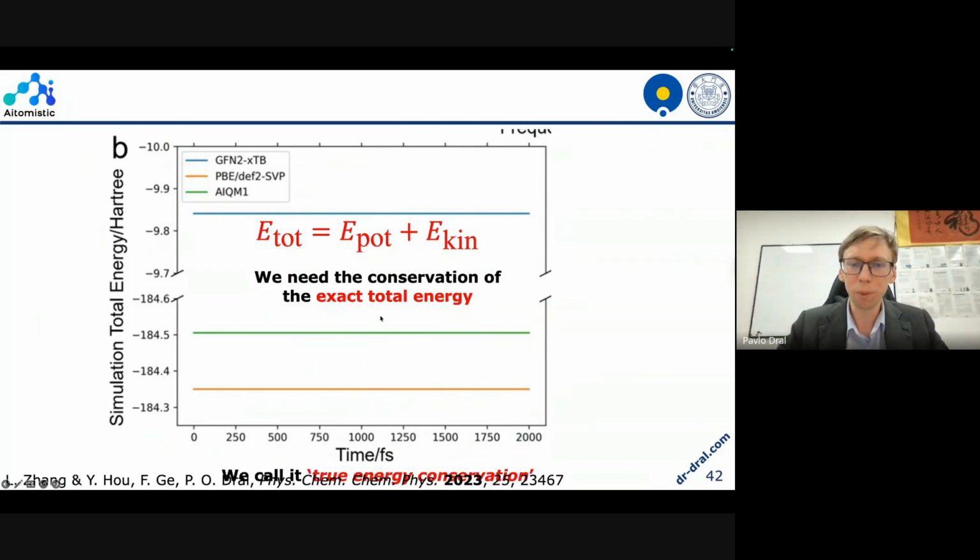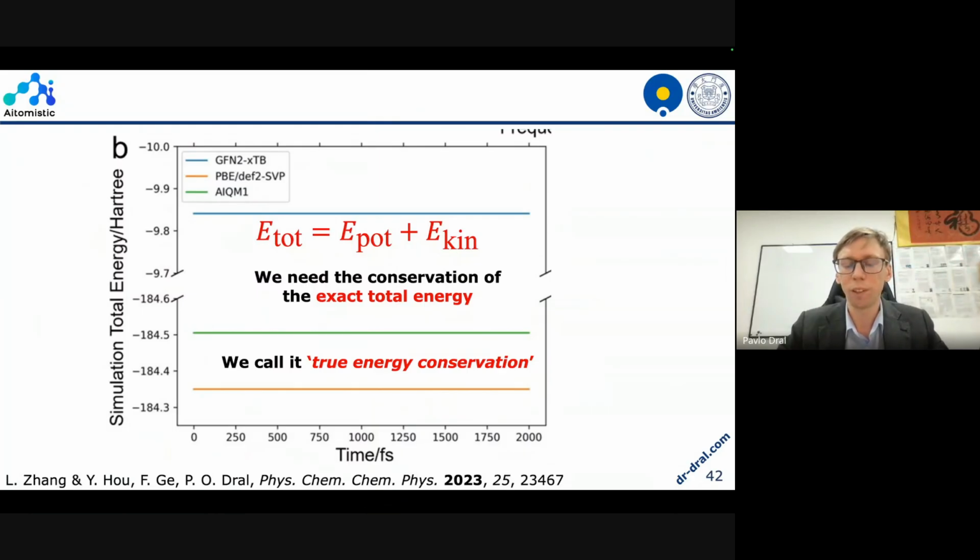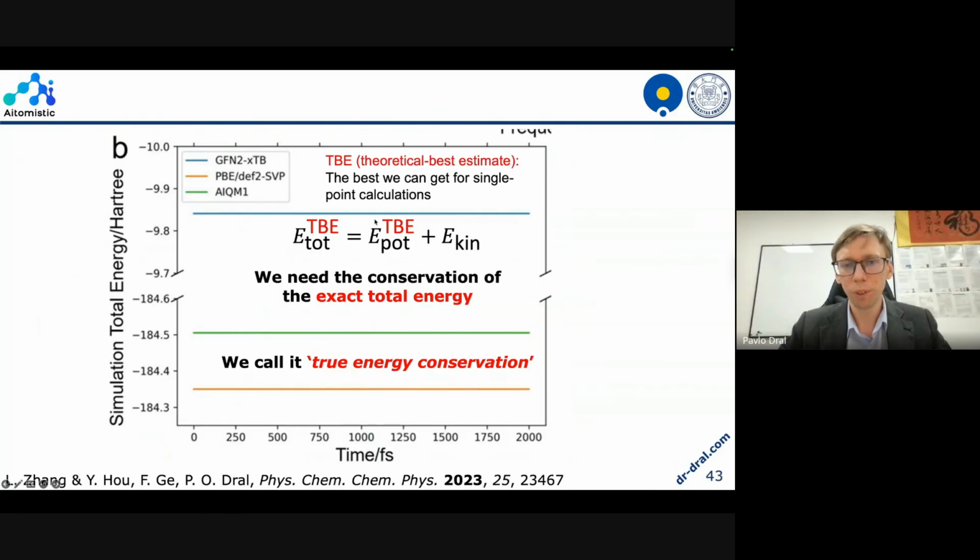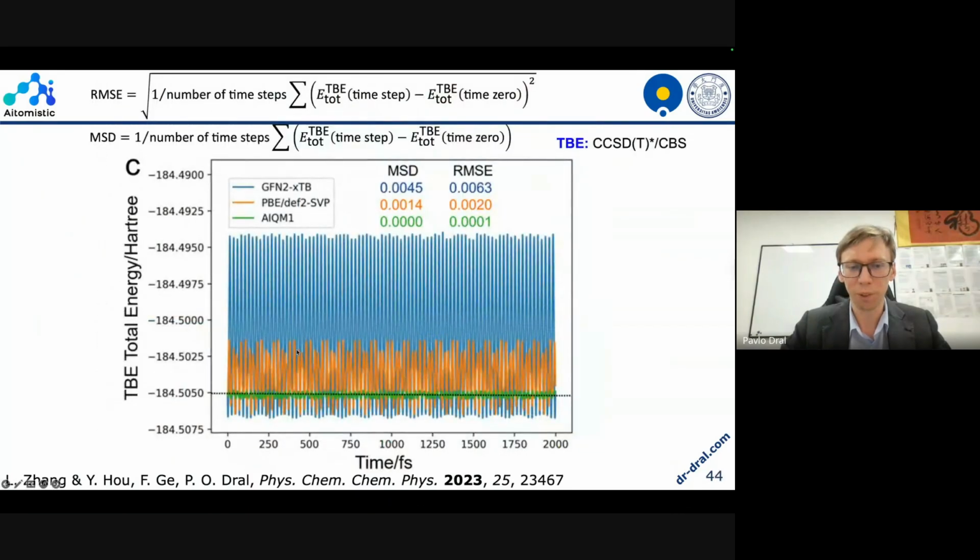The problem is we of course don't have exact total energy, but we can calculate potential energy at some coupled cluster or some good level which you trust. Once you do this, you will get this kind of curve. You don't have flat lines anymore, but these non-flat lines will reflect the quality of your dynamics.